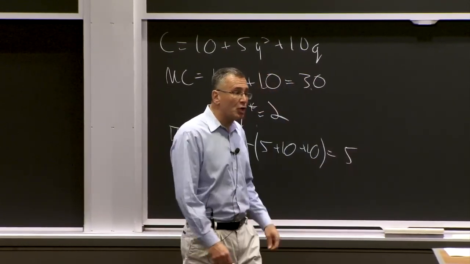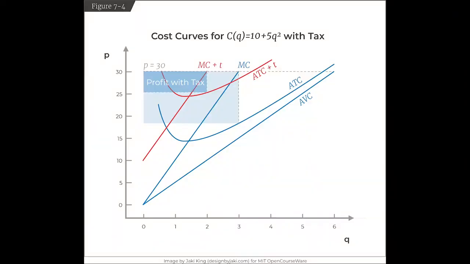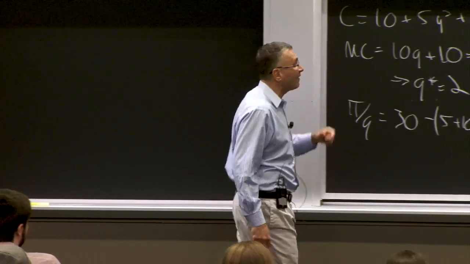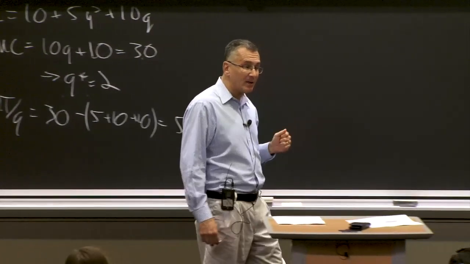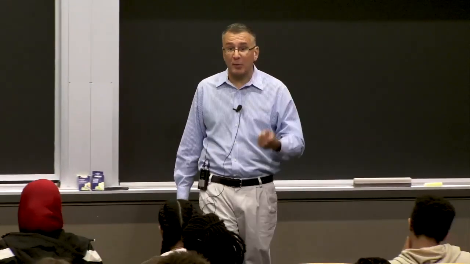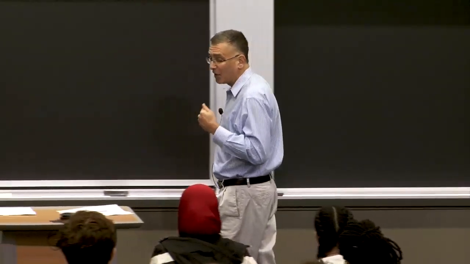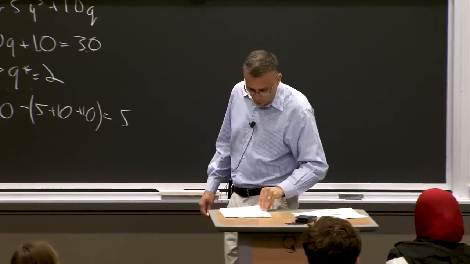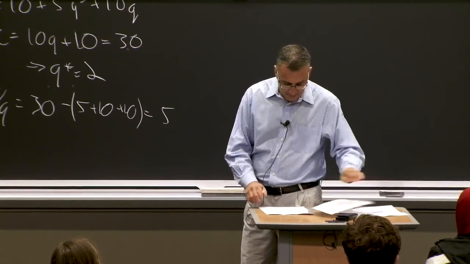So your profits per unit, the height of that rectangle, have fallen from 11.67 to 5. You're now making less profit per unit, and you're selling fewer units. The height of the rectangle has shrunk, and the width of the rectangle has shrunk. So your total profits have fallen from 30 to 10. You used to make profits of 11.67 on each of 3 units. Now you make profits of 5 on each of 2 units. So that tax has lowered your profits from 30 to 10.